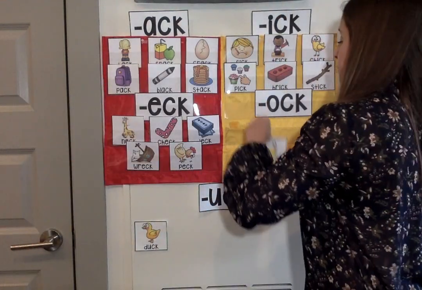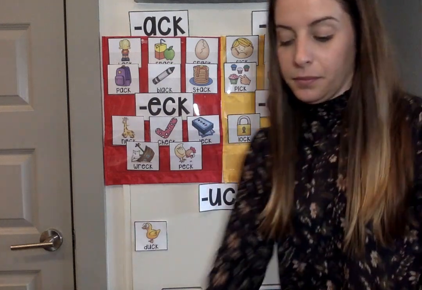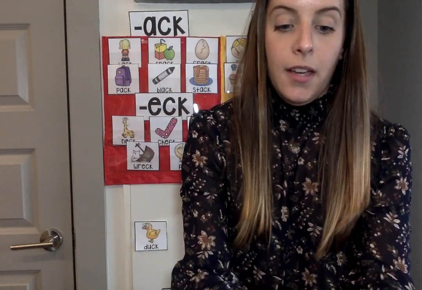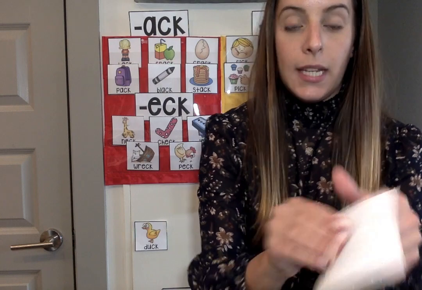Let's look at our first one. We have a picture of a lock. Lock is our first example. We know that L says ul. OCK is going to say awk. Sound that out: ul, awk. Blend it: lock, lock. Some more examples of OCK, awk.